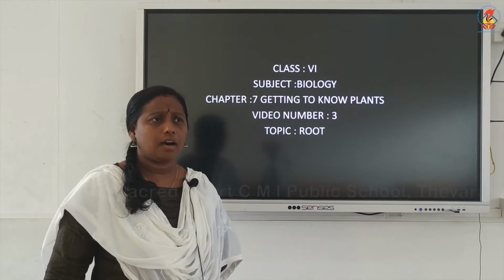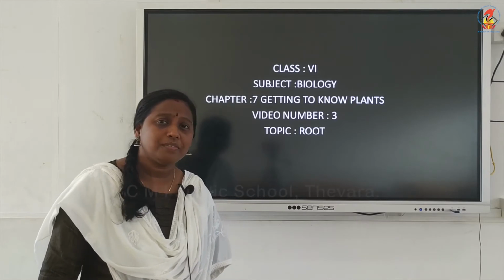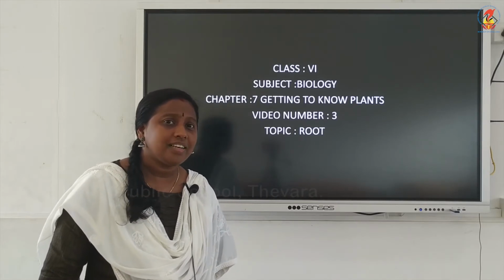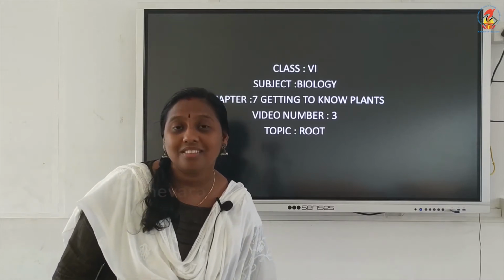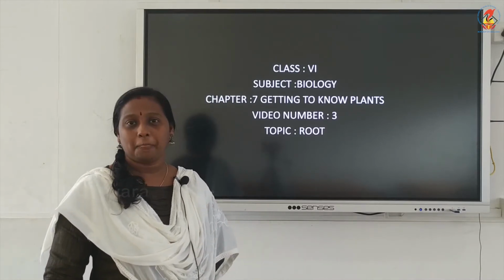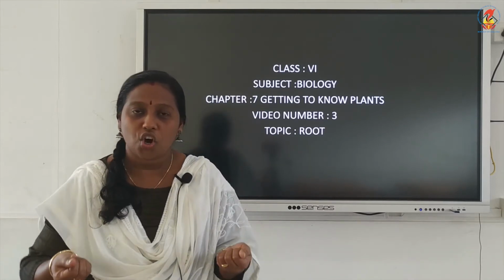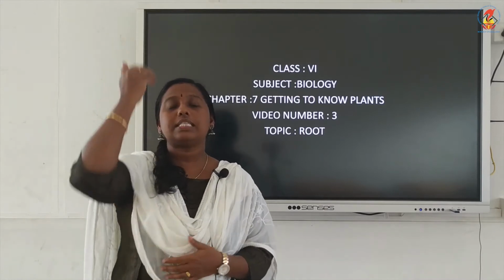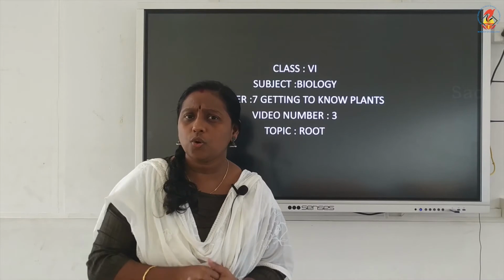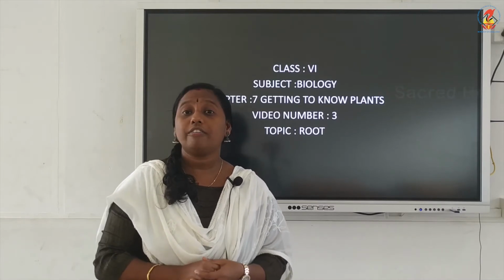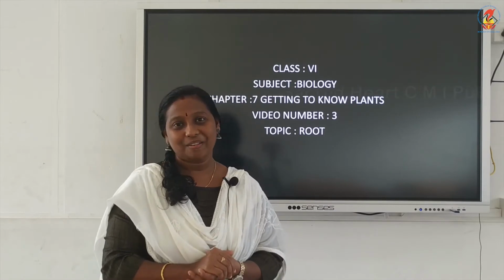Now tell me the answer for the first question. What is the function of a root? Tell me children. What does the root do? They will be absorbing the nutrients and water from the soil. The root will absorb all these materials from the soil and give them to the stem of a plant. Now where will you see the root? It is the part of a plant below the soil.